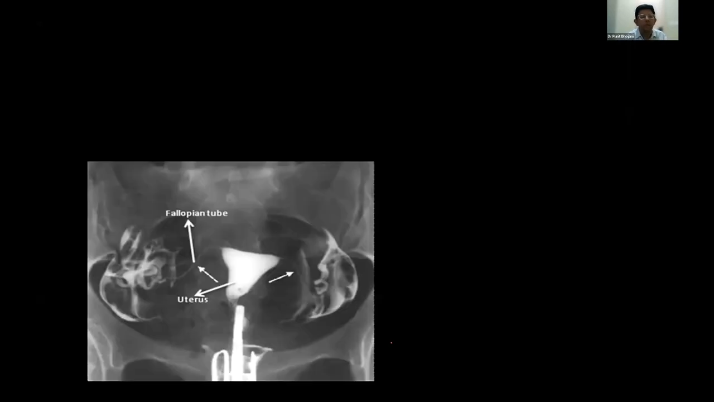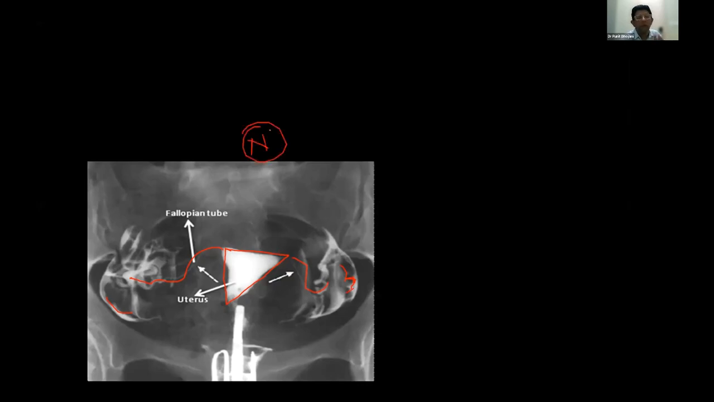Okay. Now this is also a normal HSG. One more image. Okay. Nice triangular cavity, no filling defect. You can see the fallopian tube right up to the end, and then we see the free spill of the dye. Okay. Is it clear to all of you? So this was one more. This is again a normal HSG, as we would call it.